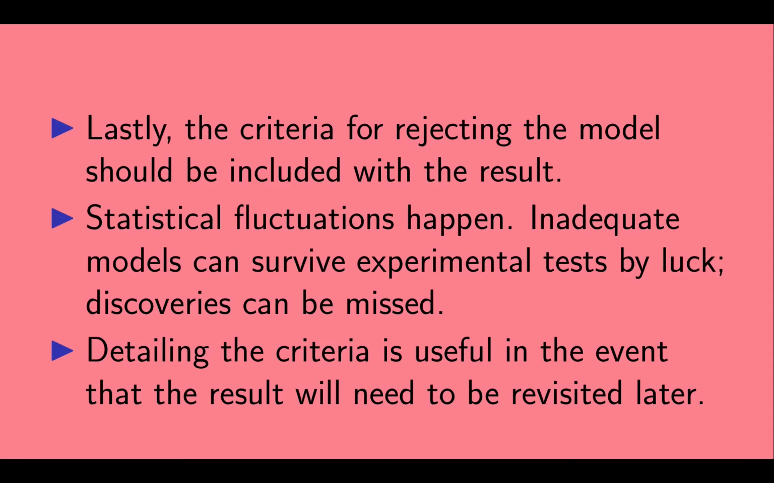And lastly, the criteria for rejecting or keeping the model should be included with the result. We shouldn't just say that the model is rejected or kept. We need to also specify how the decision was made. This is because statistical fluctuations happen. Inadequate models can survive experimental tests by luck, and discoveries can be missed. So detailing the criteria used is important in the event that the result needs to be revisited later.